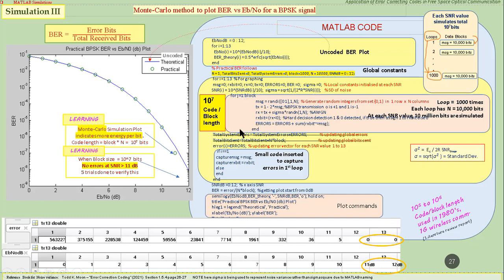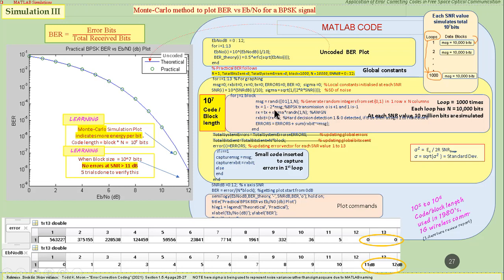The system will not process faster. So to make it process faster, I will send these 10 to power 7 bits in chunks and then add up the errors that I will receive. So I am sending a message of n block bits, and 0 or 1 will be generated. Just one of these two will be generated randomly, and the size will be n is 10,000 bits at a time.